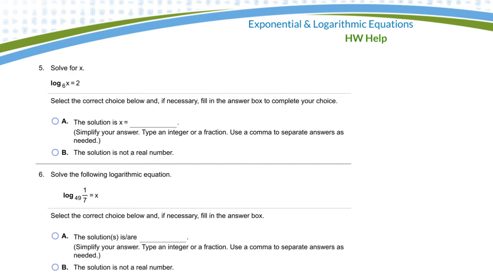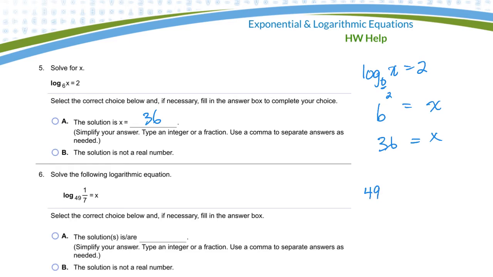Next question. Solve for x. Log base 6 of x is equal to 2. Let's just change the form of that one. So change it to exponential form. The base is 6, so 6 to the 2 is equal to x. Well, that was easy. X is going to be equal to 36. So 36.